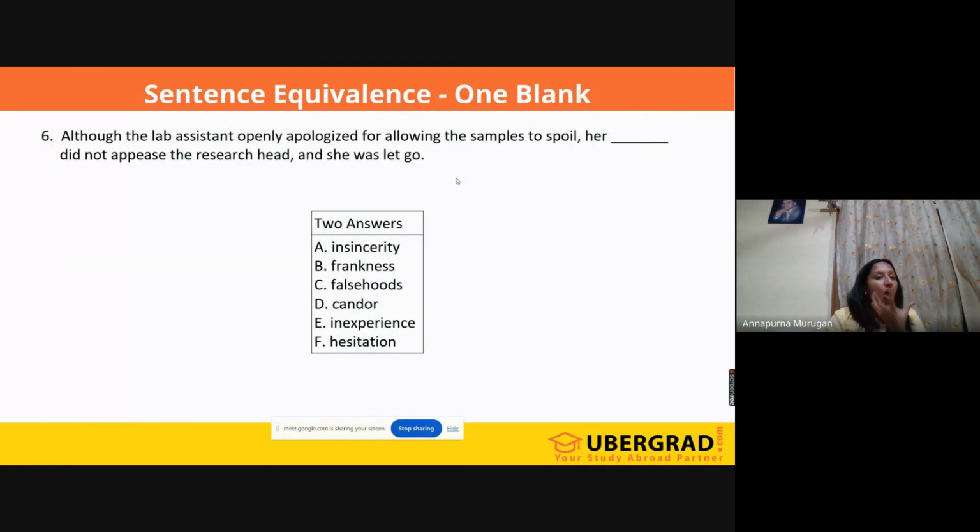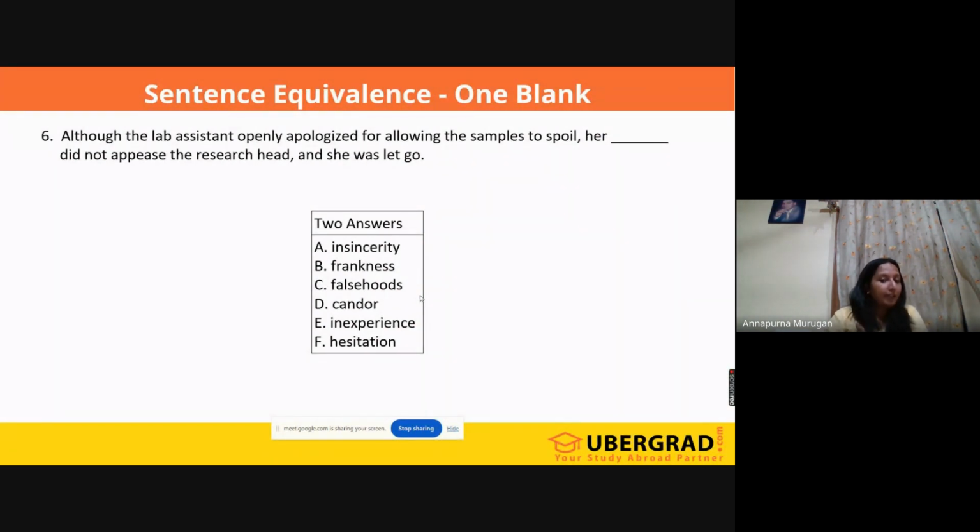Her honesty was not liked, even though she is doing good work. She has apologized and is admitting her mistake. That means she is honest here. So her honest character was not appeasing, isn't it? So take out something related to honest. What are the words you can give? You don't even need any word meanings here. You can omit insincerity. You can take out insincerity, right?